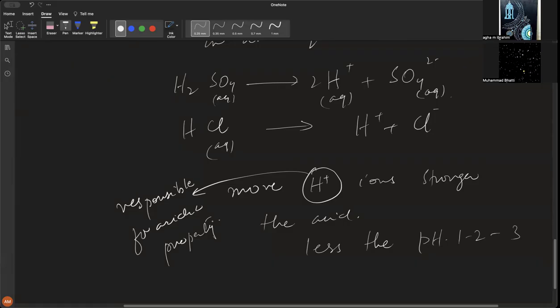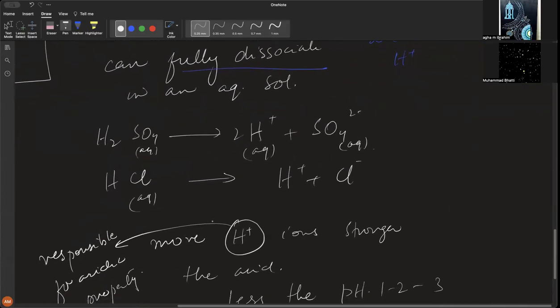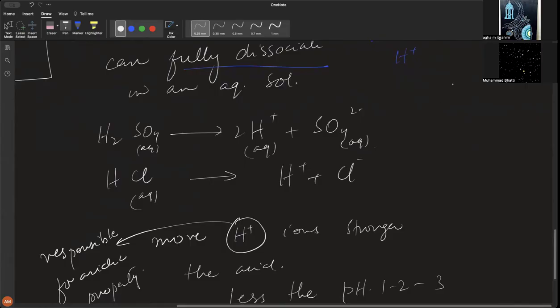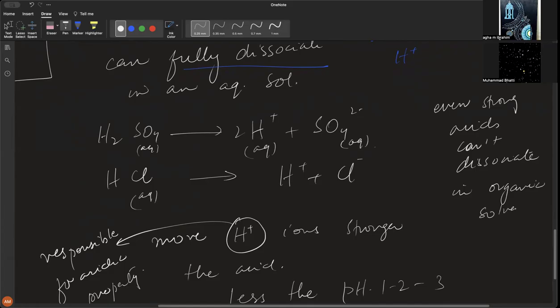Is this clear? They are only acids when they are able to dissociate. They are not acids if they cannot dissociate. Even strong acids cannot dissociate in organic solvents, like ethanol. All right. We have two types of solvents, right?